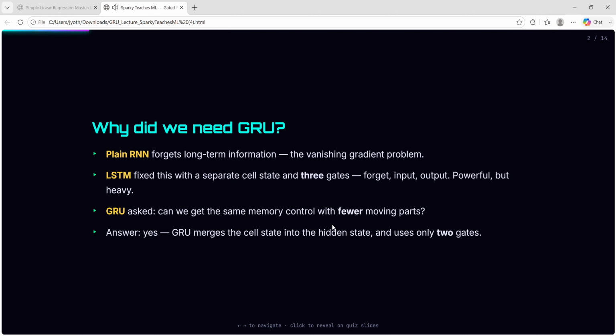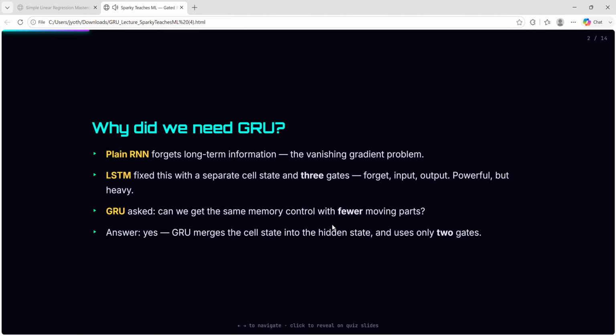So why did GRU come along at all? Plain RNNs forget long-term information. That's the vanishing gradient problem. LSTM solved this beautifully with a separate cell state and 3 gates: forget, input, and output. It works, but it's heavy, with a lot of parameters.